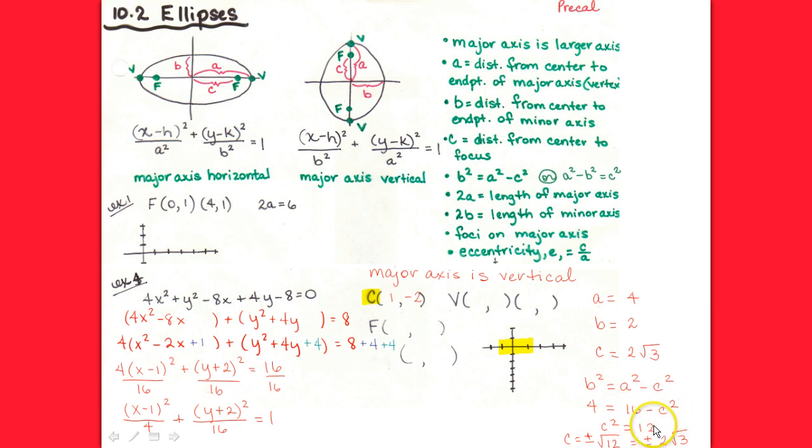So c squared would be 12, take the square root of both sides, and we'll get plus or minus the square root of 12. Square root of 12 is square root of 4 times 3. Take out the square root of 4, and we've got 2 square roots of 3.